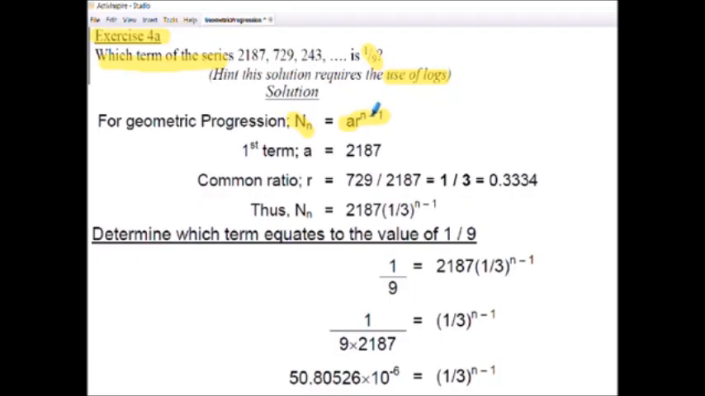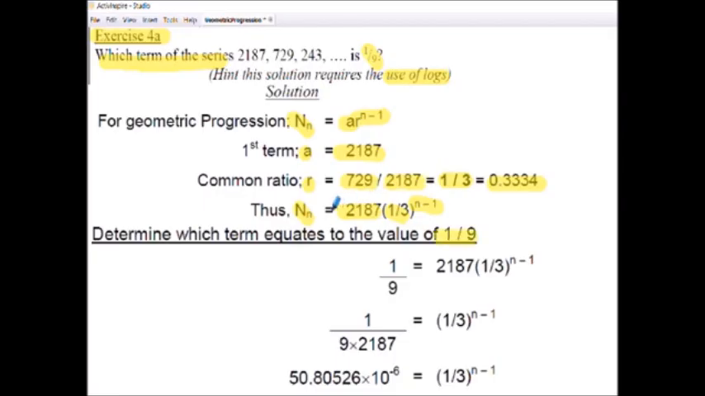From the series given, the first term a is equal to 2187, and the common ratio r is always the second term divided by the first term. So in this case it's 1 upon 3, or if you want to use decimals, it's 0.3 recurring. So my nth term equation here is 2187, in brackets the 1 upon 3, all to the power of n minus 1. Now we've got to find the value of little n when the nth term is equal to 1 upon 9.